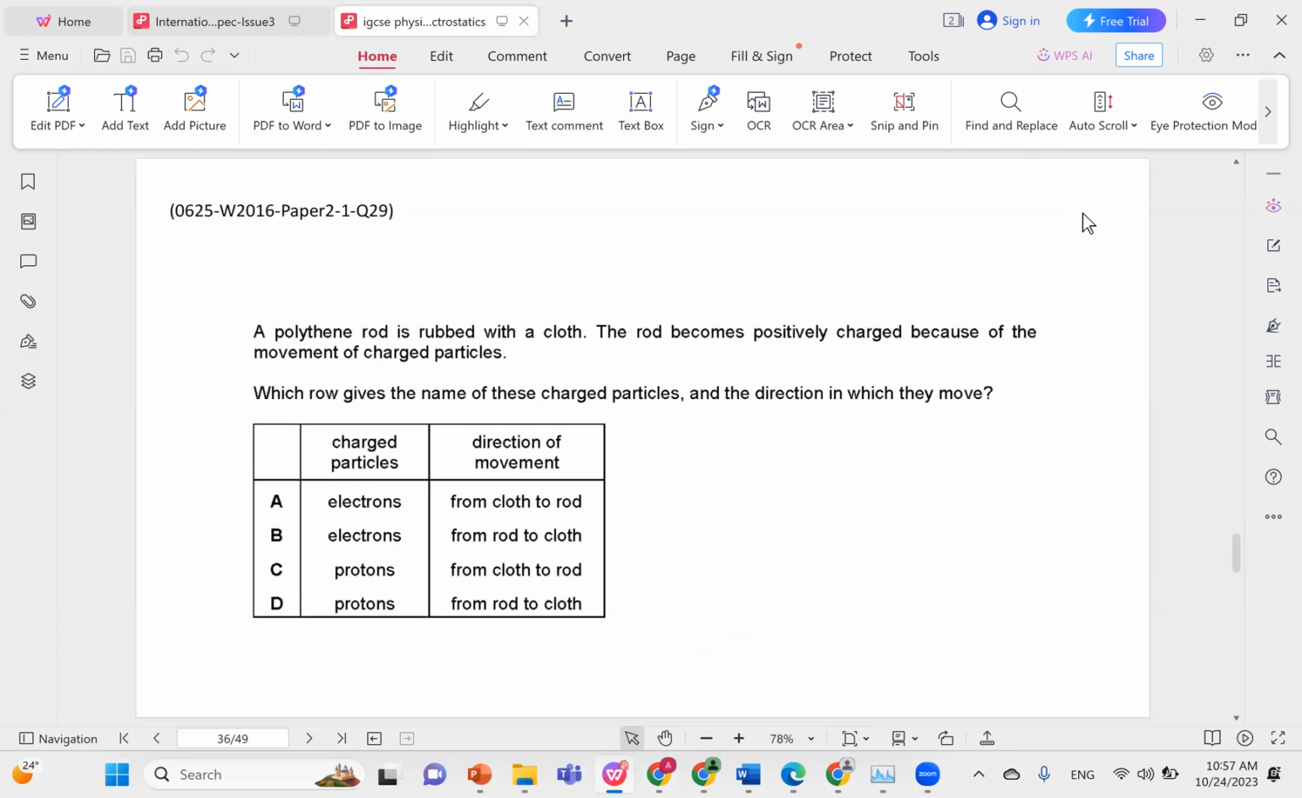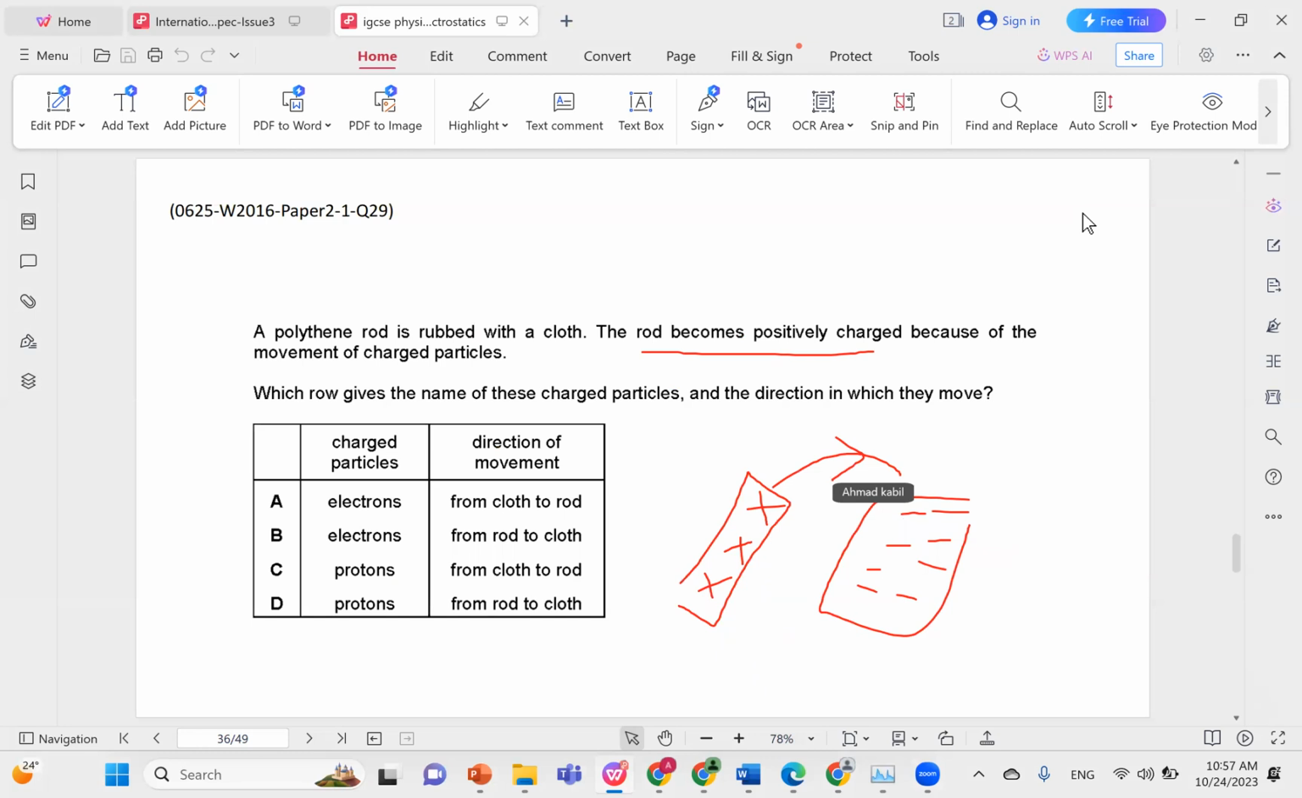A polythene rod is rubbed with a cloth. The rod becomes positively charged because of the movement of charged particles. Which row gives the name of these charged particles and the direction in which they move? So the rod becomes positively charged, which means that the cloth becomes negatively charged, which means that the electrons moved from the rod to the cloth. And like we said, protons do not move. So the charged particle moving is electrons, and the direction is from the rod to the cloth, which is choice B.